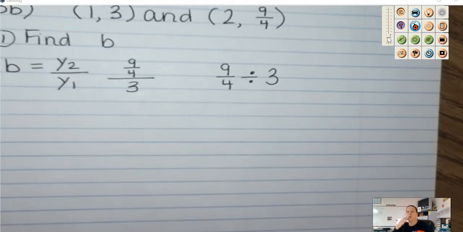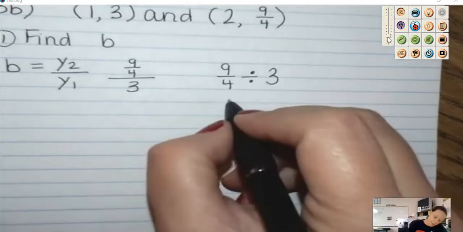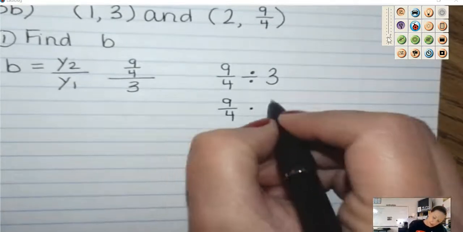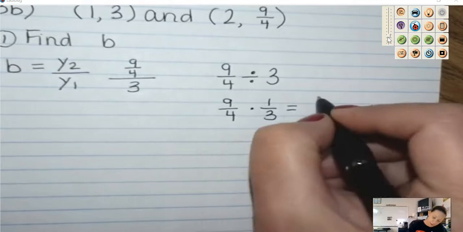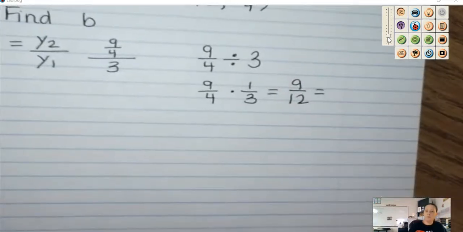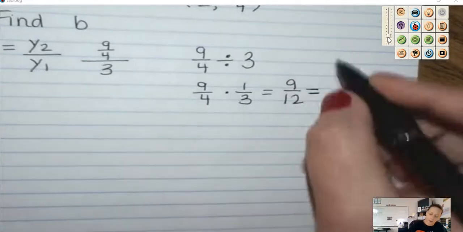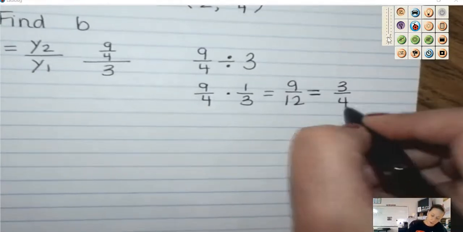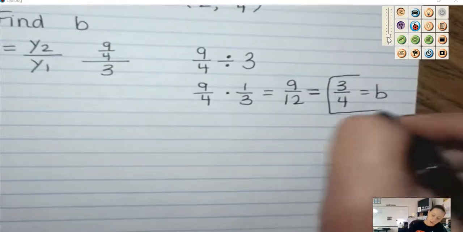Keep, change, flip. 9/4, keep, change, flip. So 9/12. That reduces down. 3 goes into both of them. 9 divided by 3, 12 divided by 3. Okay, so 3/4 is your B value.